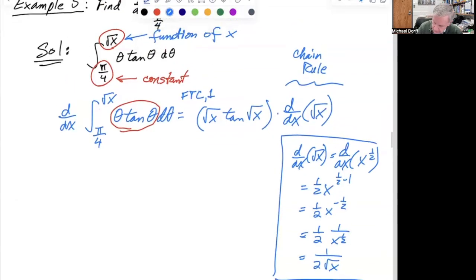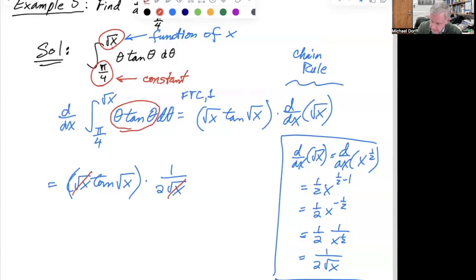So what I get here then is the square root of x tan of the square root of x times, by the chain rule, the derivative of the square root of x, which is 1 over 2 square root of x. Now I can simplify this because I notice that there's a square root of x there and a square root of x there. If this were a multiple choice question, I would expect the answer to look something like this, tangent of square root of x over 2.